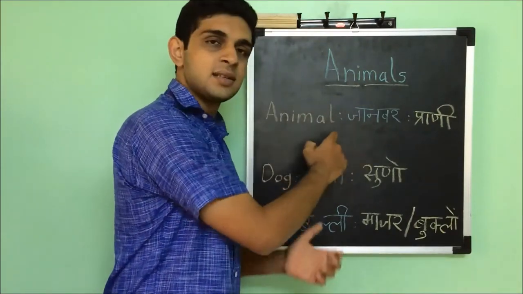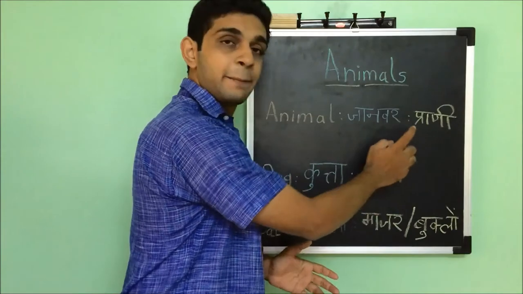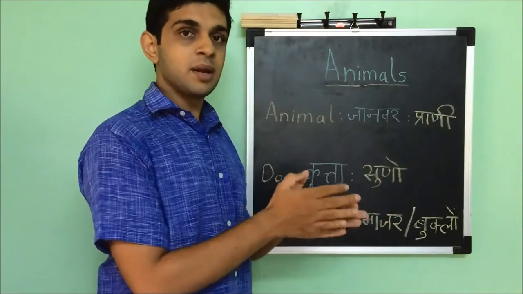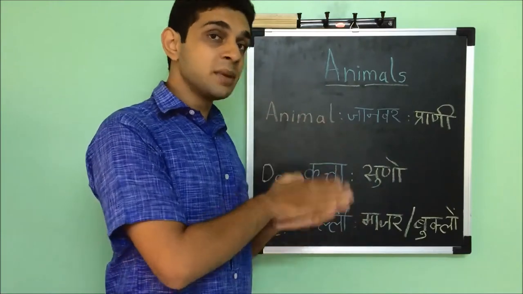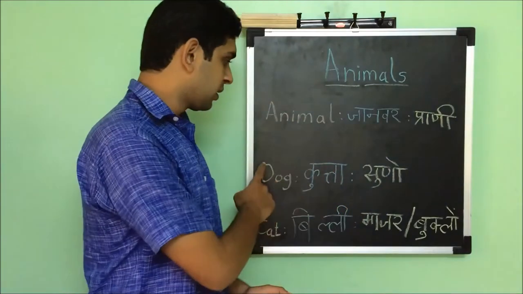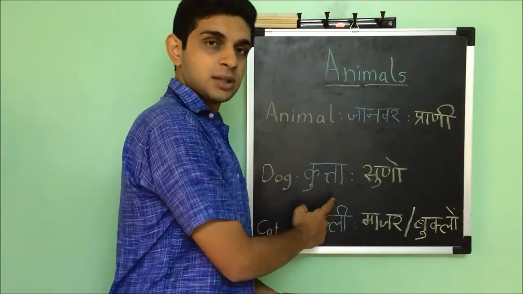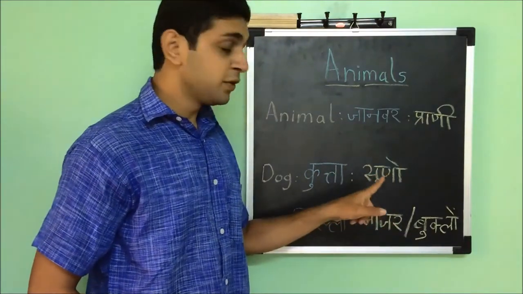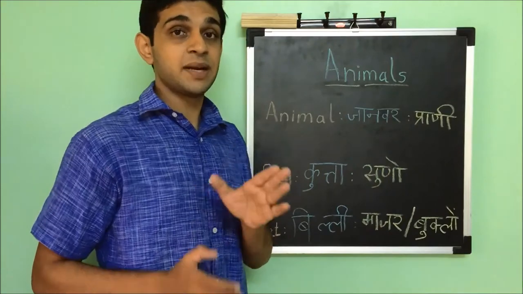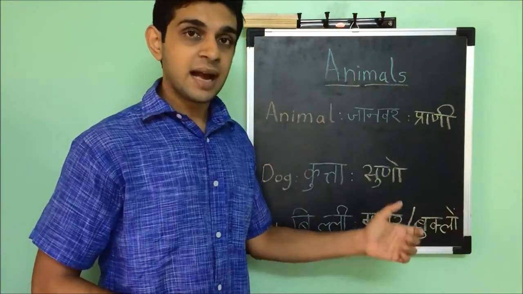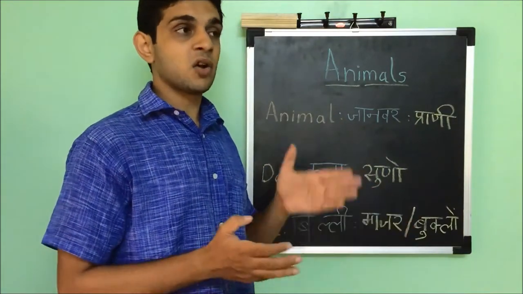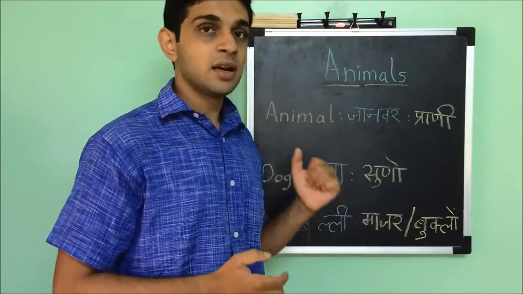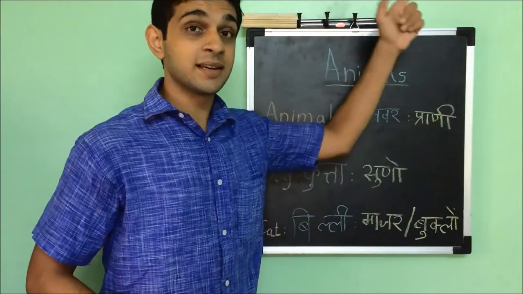Animal, that is janwar, right? Prani, okay? Prani is singular as well as plural. So animal also means prani, and animals also mean prani. Dog, that is kutta, right? Suno. If you don't know how to pronounce no, I have made a special video on this. No and l, these two sounds are not in the alphabets in Hindi, right? So if you want to watch that video, please click here.